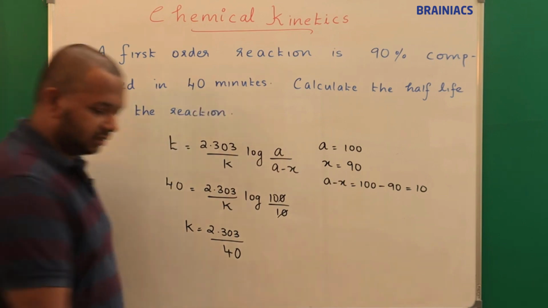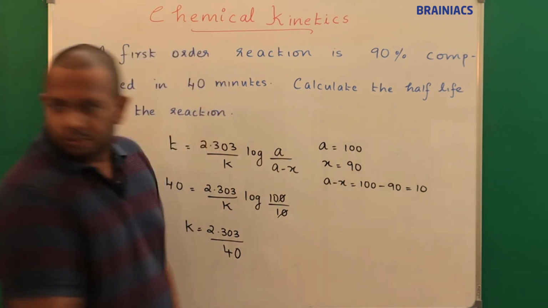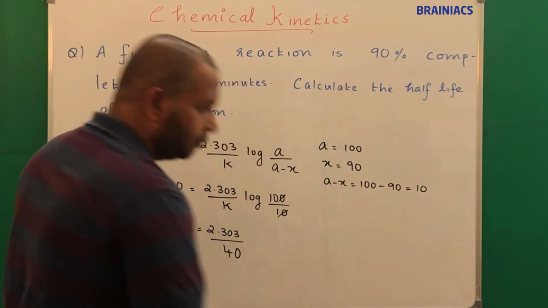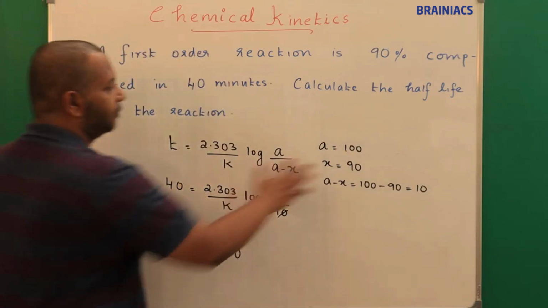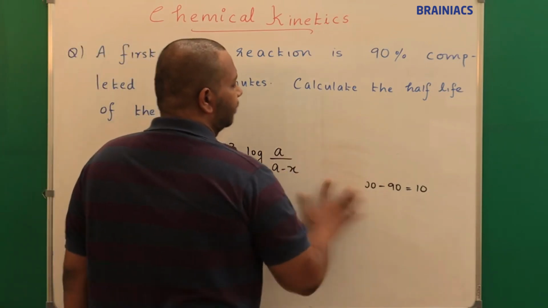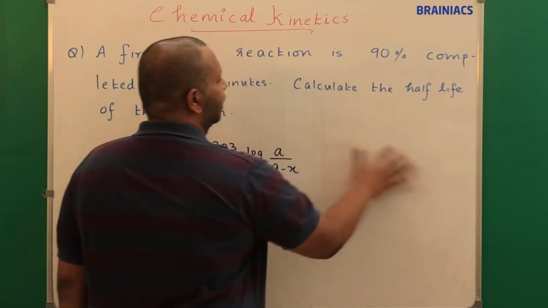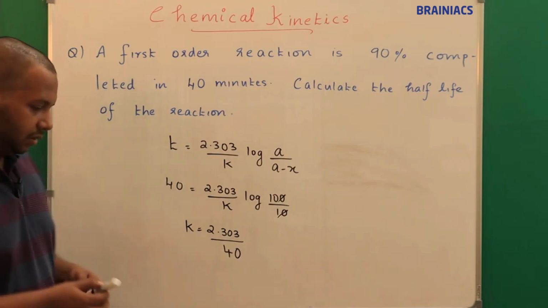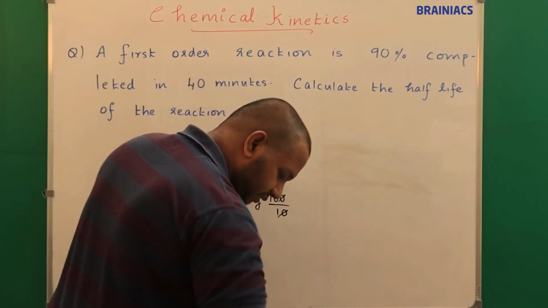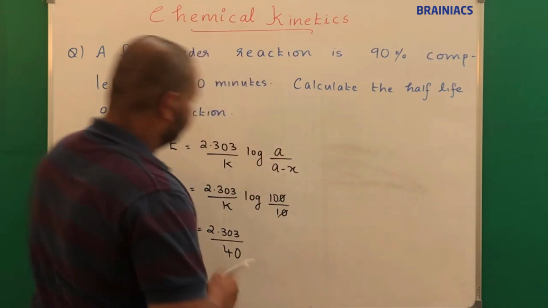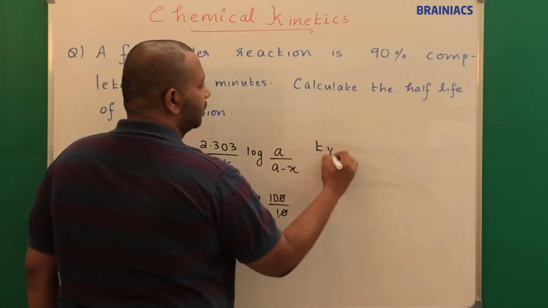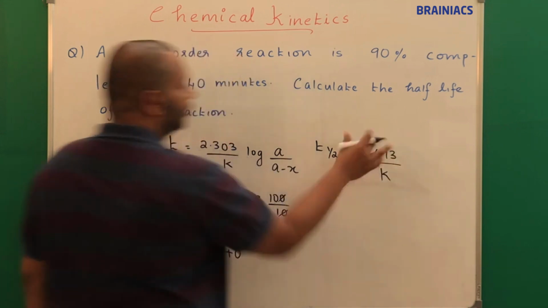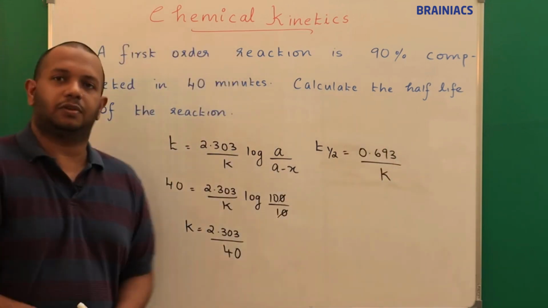So we know that, okay, so what is the half-life of the reaction? For a first order reaction we already learned that. Can anybody tell? So t half of the reaction is 0.693 by k. So let me write that. Okay. So t half is equal to 0.693 by k. This equation is applicable for what sort of reaction? For a first order reaction.